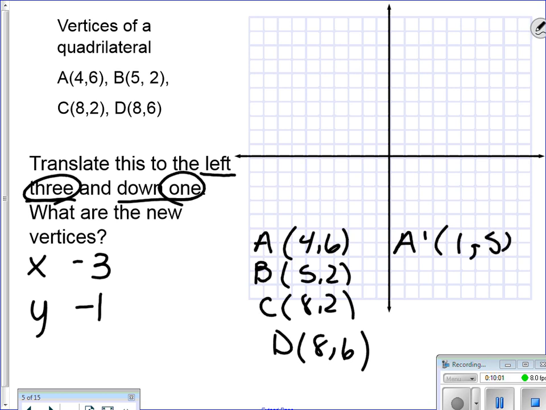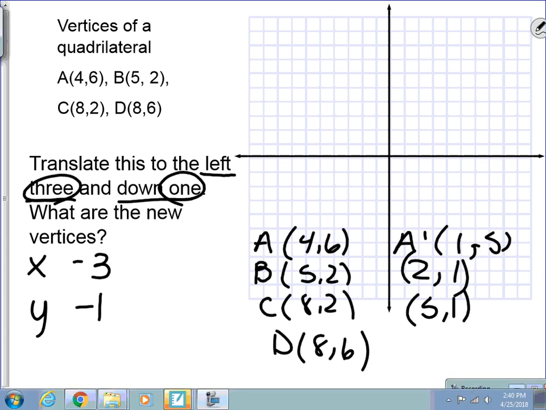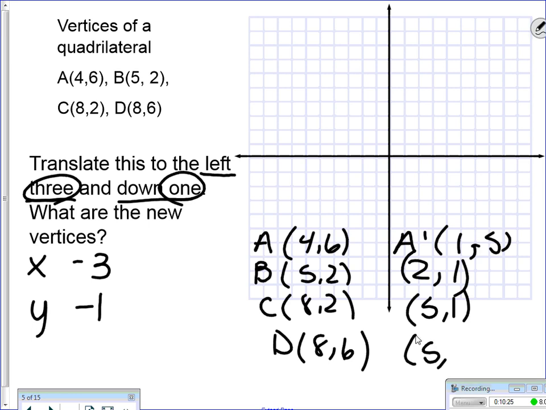You can get a negative number because think of your graph here. So you have negative numbers over here and negative numbers down. So negative numbers are fine. Yep, they're fine. So then the next one would be 2, 1. Is that right? And then C would be 5, 1. And then, see, I always have to look back at what I'm doing here. And then 5, 5. Those are my new ones. Okay. Any questions so far?